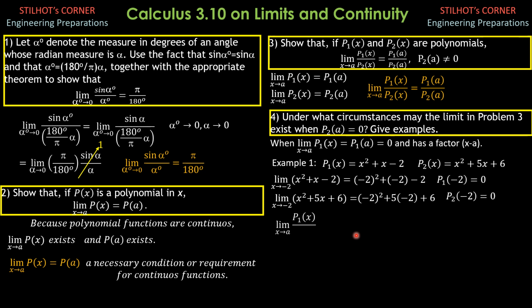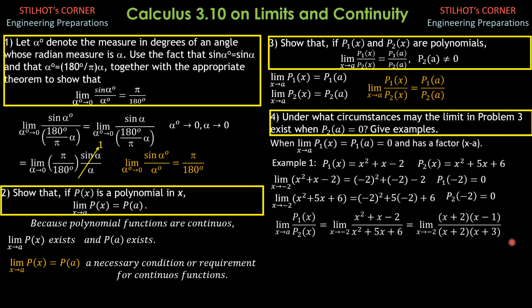We have the limit as x approaches negative 2 of p1 of x over p2 of x. Let's write them in factored form. So the limit as x approaches negative 2 of x plus 2 quantity x minus 1 over x plus 2 quantity x plus 3. We can cancel x plus 2 because x approaches negative 2 and is not equal to negative 2. So it reduces to the limit of x minus 1 over x plus 3 as x approaches negative 2. And this is negative 2 minus 1, negative 3, over negative 2 plus 3, 1. So it is negative 3.